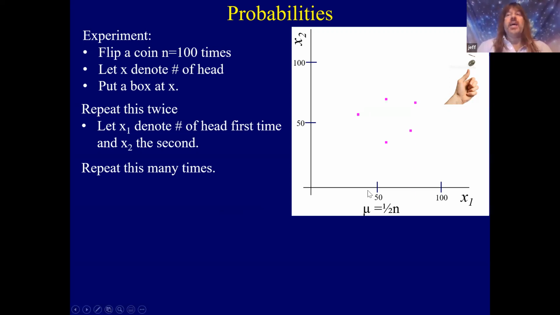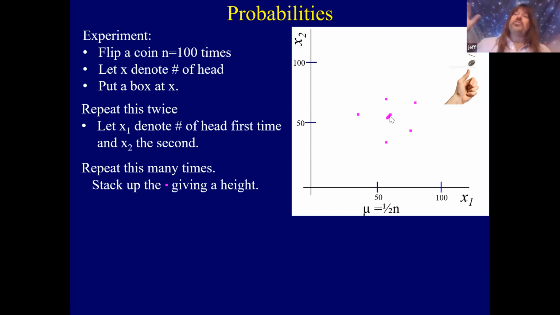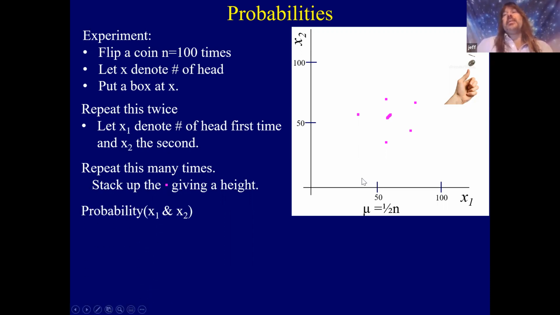Each of the dots says how many heads we got the first time and how many heads we got the second time. And again, if you get the same numbers, then they kind of pile up, so it comes out 3-dimensional as a height. And so we can ask, for a particular x1 and x2, what's the probability that I get x1 heads the first time and x2 heads the second time?